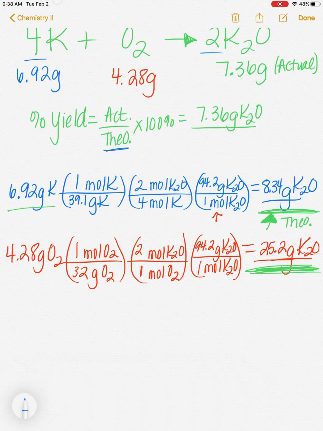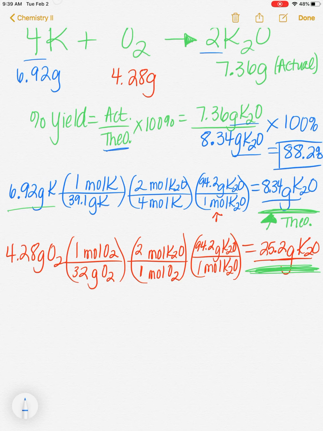So what I'm going to do with that now is I'm going to go back and plug that into my percent yield equation. So in the denominator now, I'm going to put that the theoretical value is 8.34 grams of K2O. And again, notice we've got grams of K2O in the top, grams of K2O in the bottom, which is great because then our units will cancel. We're going to multiply by 100%. And I have that this is going to give you an 88.2% yield for this problem.